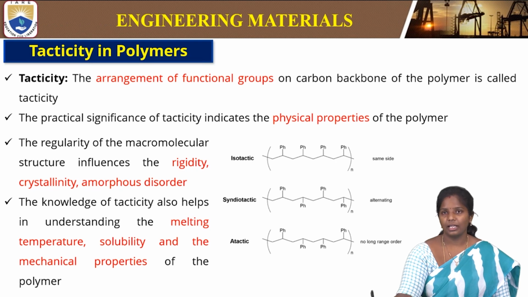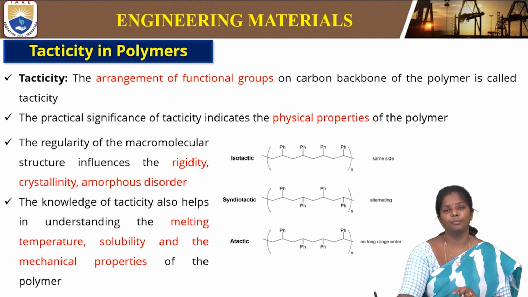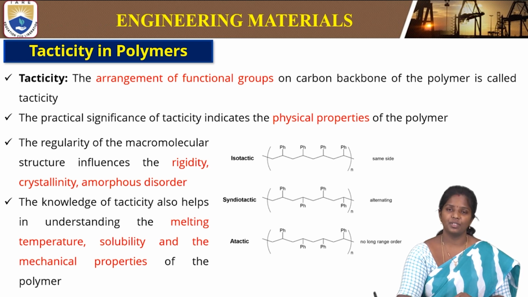So, tacticity. Tacticity is also very important in polymers, and it indicates the arrangement of functional groups. Depending on the structure and the arrangement of monomers, there are different types of polymers like the long linear chain, branched chain or network. Whenever there is a formation of a network, linear or branched chain, tacticity comes into the picture, wherein the arrangement of these functional groups is also very important.